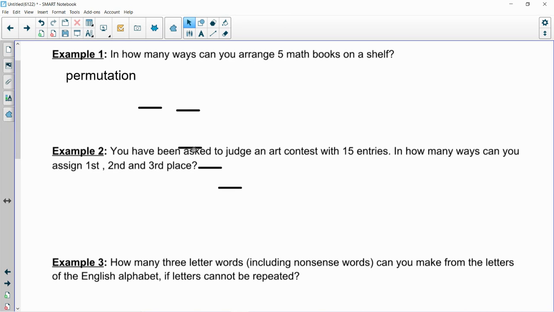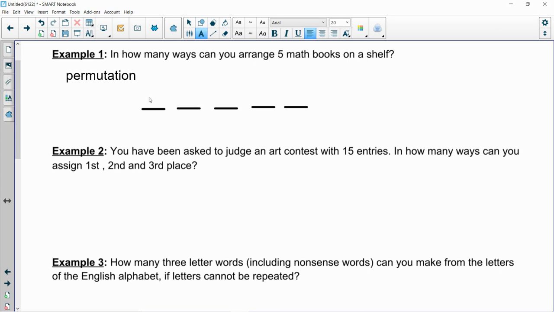on the shelf. So there's 1, there's 2, there's 3, 4, and 5. And what we're imagining is that these little line segments represent the position of the books on the shelf from left to right. So you have the 5 books in your hand. And you say, okay, I need to choose one to put on the shelf first. Well, for your first choice, you can choose any of the 5 books that you have. So you got 5 choices.